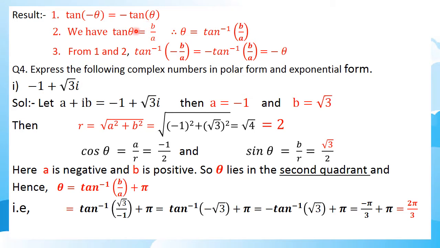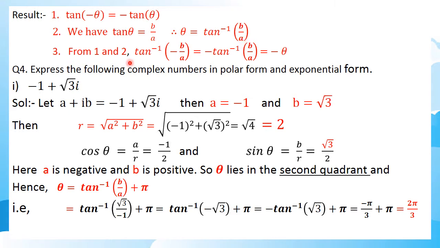And we have tan theta is equal to b upon a in this complex number. Therefore, theta is equal to tan inverse b upon a. This we have already learned, that is argument of a complex number. Theta is equal to tan inverse b upon a.